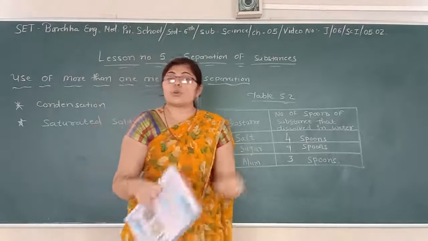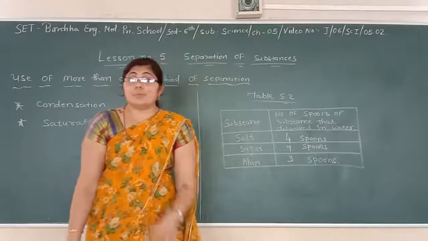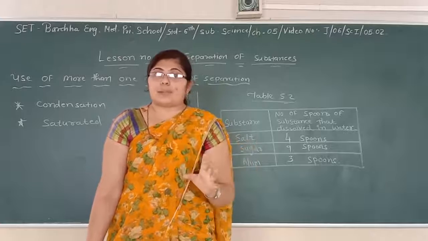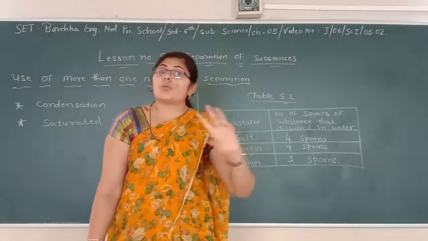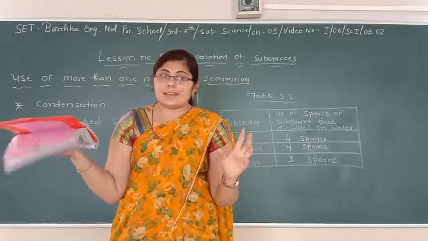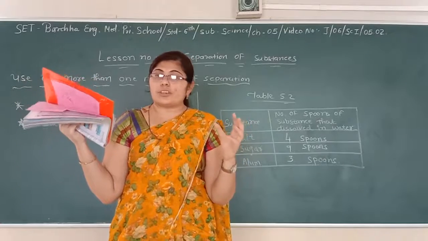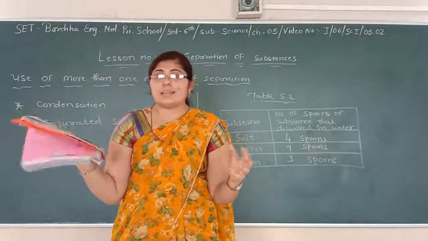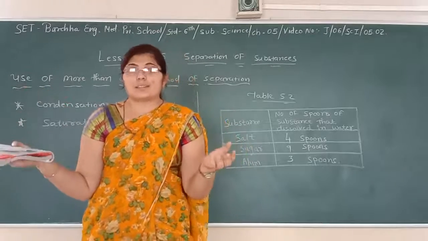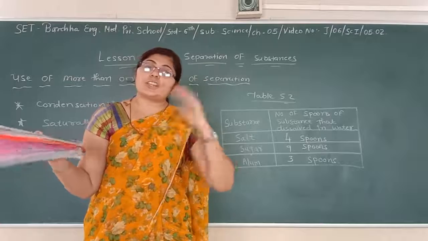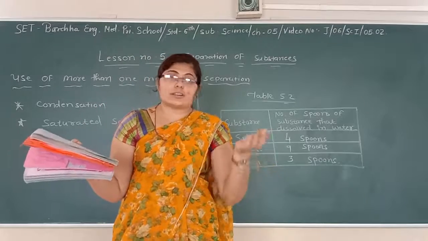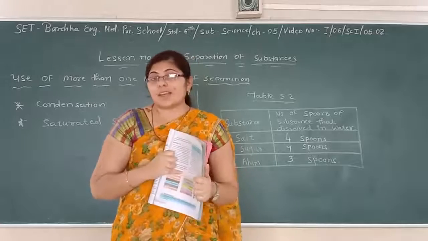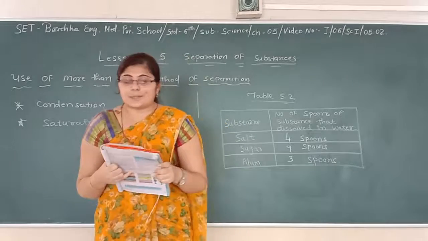What could have gone wrong? See, when she mixed it, the quantity of salt was large, but when she applied all these methods, she got only a small quantity of salt. When she mixed the salt with the sand, the quantity was big. But after using the method, she received only a small quantity of salt. Why does this happen? Let's read and understand.